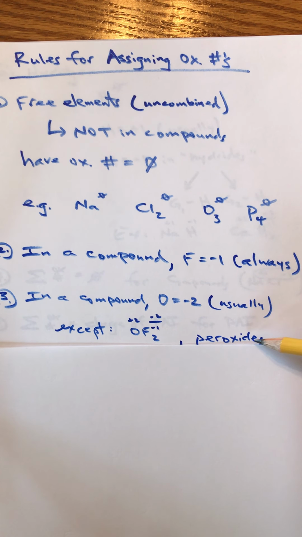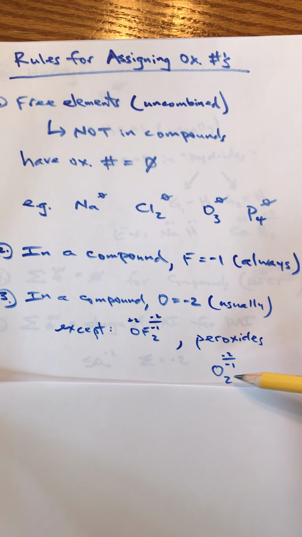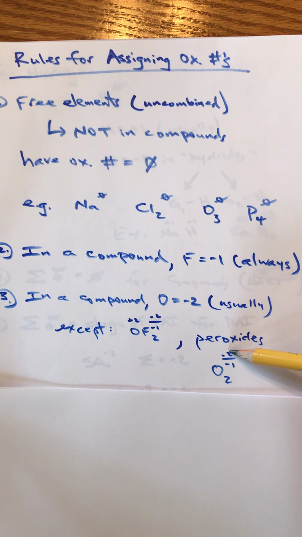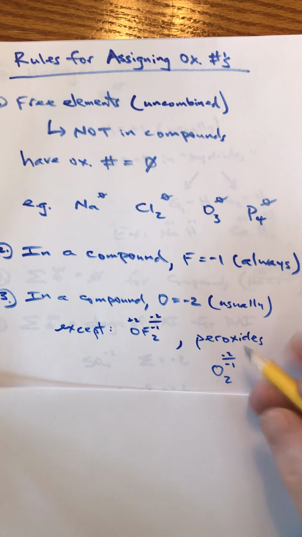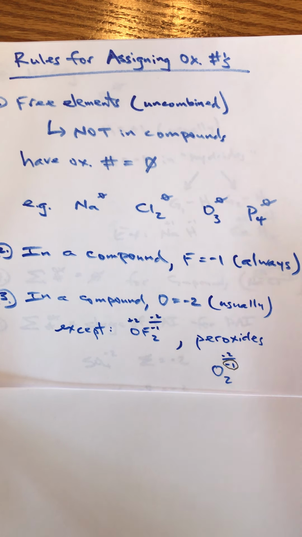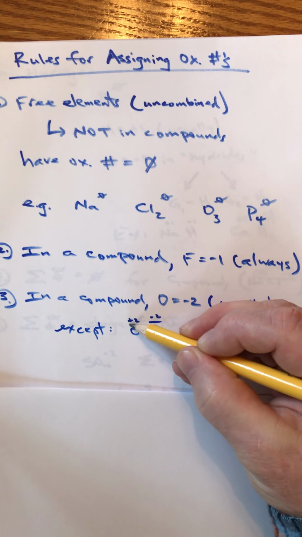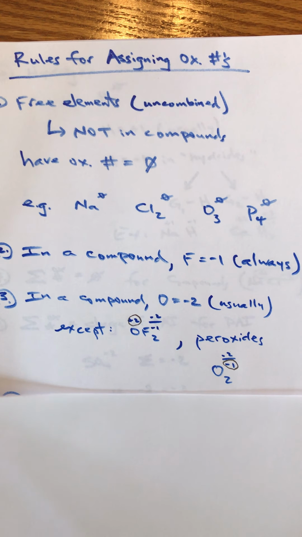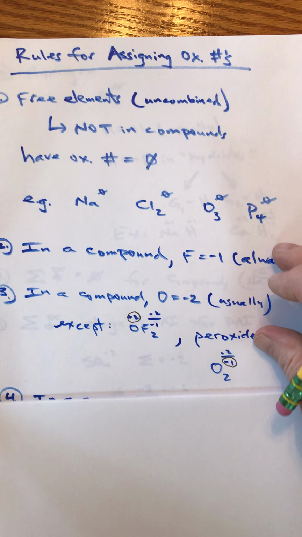And what if it's in a polyatomic ion called a peroxide? O2 with a total charge of -2, well, each of them is -1. So oxygen is almost always -2. In peroxides, it is -1. And when it's with fluorine, it can be +2. Those are the only times you're going to see oxygen do something different.